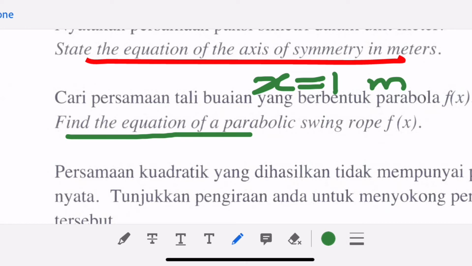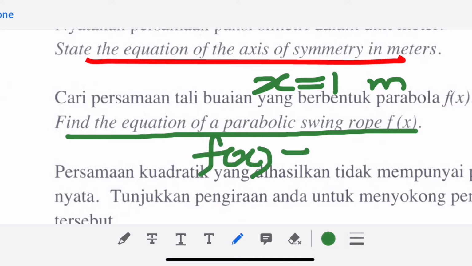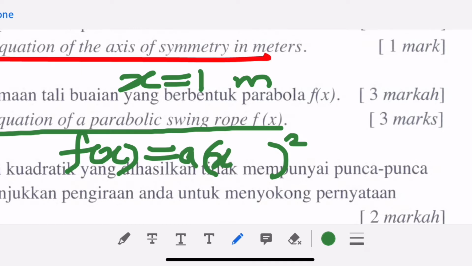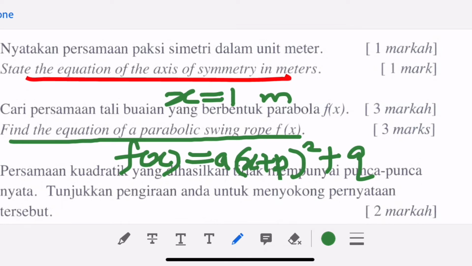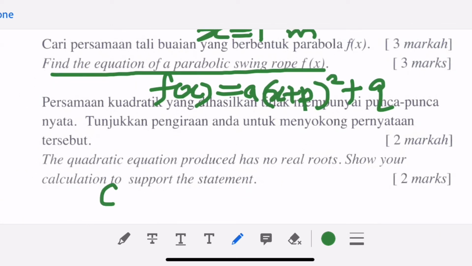Then find the equation of the parabolic swing rope f(x), right? So that means we want to write f(x) equal to something like this. Normally, if you are asked to write the equation, where the minimum point is given, we can just plug it into this equation, right? So we have the minimum point already, which is 110 centimeter. The question didn't ask whether the equation is in meter or centimeter. If we convert into meter, it will be okay, but you have to divide everything by 100. I think we stick to centimeter.